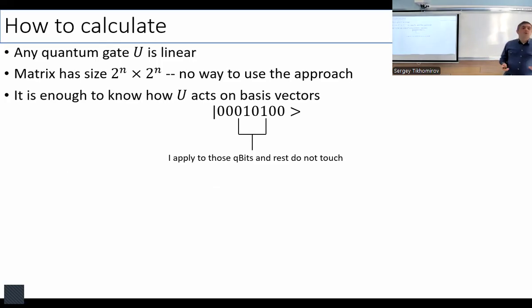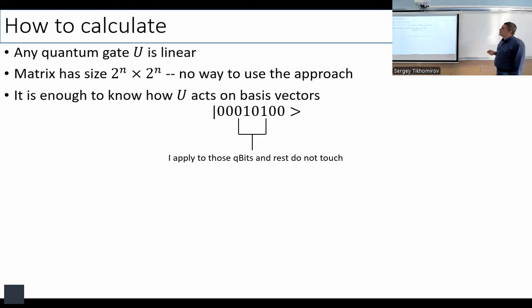So how will we calculate? This is the main idea for today, how to calculate the result of the work of the program. I told you that it's nonsense to try to write a matrix 2 to the power n times 2 to the power n, even for n equal to 4. You will make more mistakes in writing the number of columns.